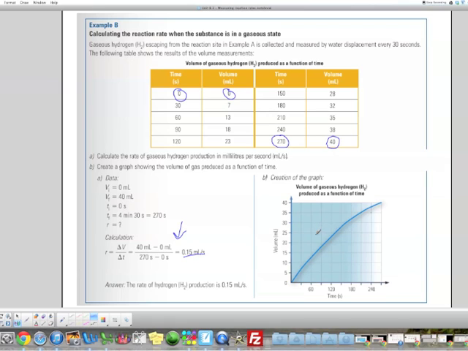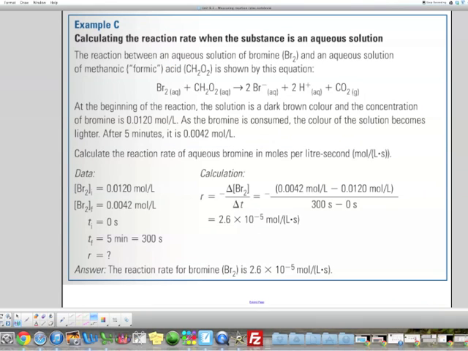Example number 3. In this case, they want you to calculate the reaction rate when the substance is an aqueous solution. You have a different reaction here, between bromine and formic acid. At the beginning of the reaction, the solution has a dark brown color because of the bromine, and the concentration is 0.0120 mole per liter. As the bromine is consumed, the color of the solution becomes lighter. Why? Because there's less bromine, and it is the bromine that's making it brown. After 5 minutes, the concentration is 0.0042 mole per liter. So this is still for bromine.